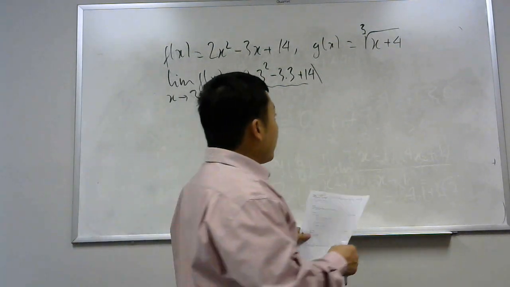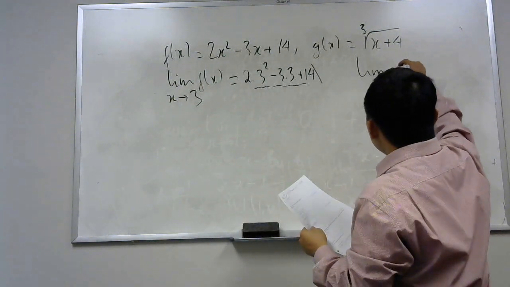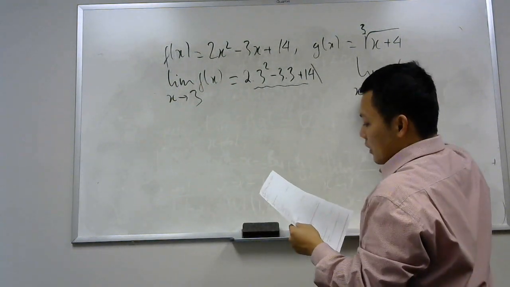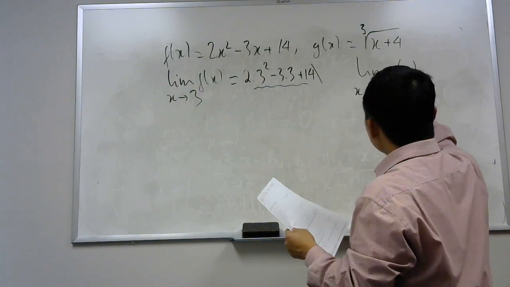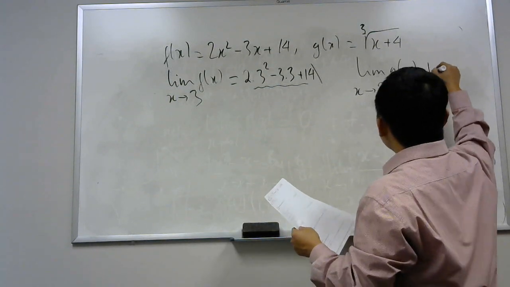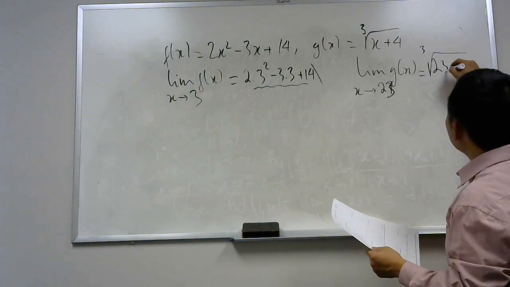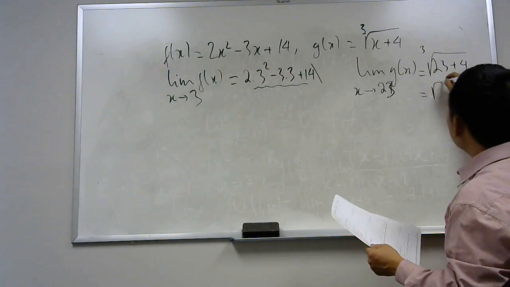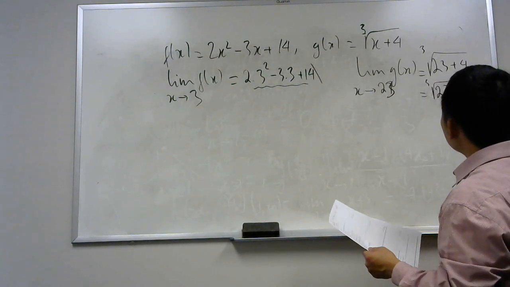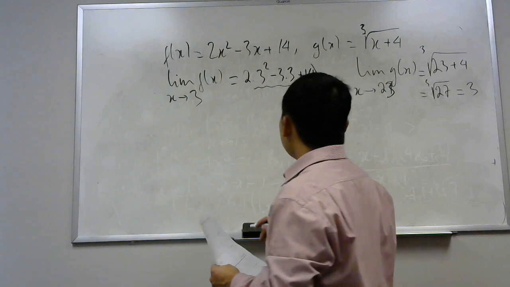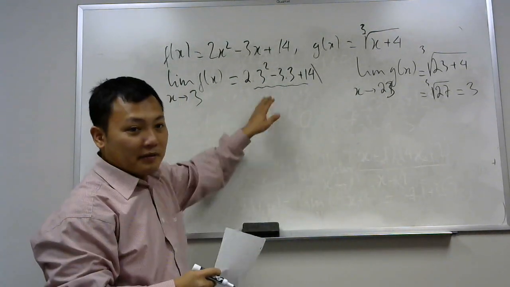And then they ask you to find the limit of g when x goes to 23. So that is nothing but 23 plus 4, right? And you get the cube root of 27, which is 3. Okay, let's calculate this value.